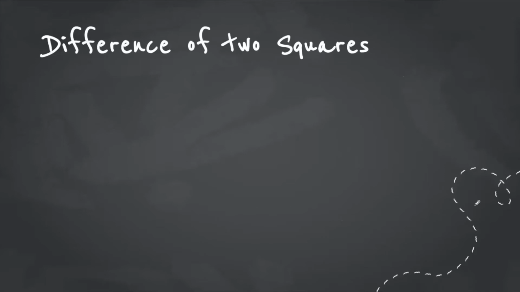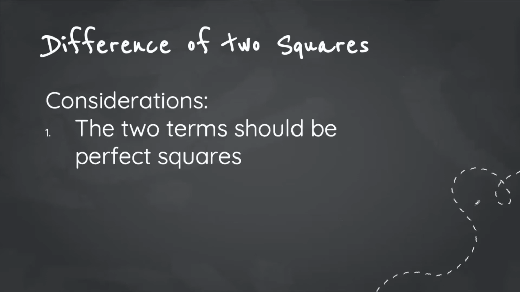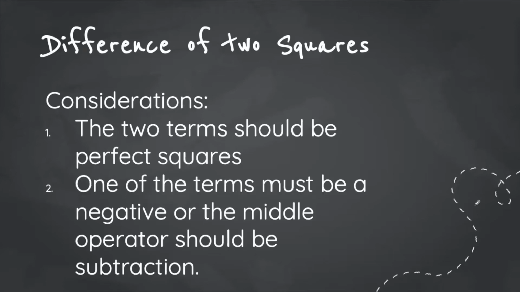How do we identify if the polynomial is a difference of two squares? There are two considerations. The first one is the two terms should be perfect squares. And the second consideration, one of the terms must be negative, or the middle operator should be subtraction. So we have to take note of this before we factor in the form of difference of two squares.